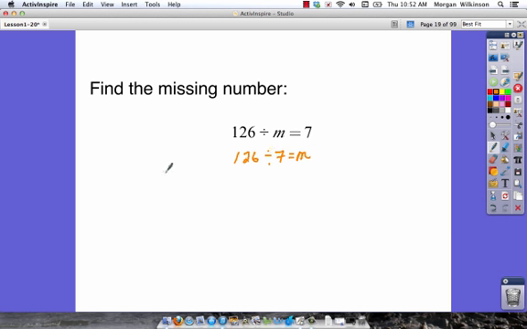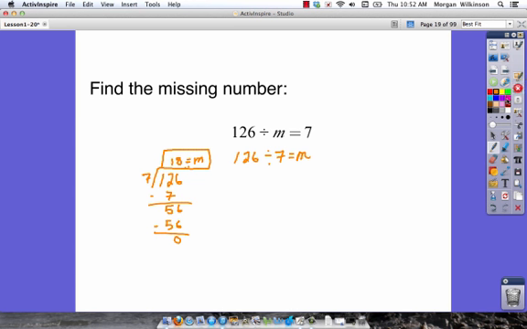Let's do it. 126 divided by 7. 7 is going to go into 12 one time. We've got 7. We subtract. We've got 5 left over. We bring down the 6. 7 goes into 56 eight times. So 7 times 8 is 56. We have 0 left over. We've got our answer. 18 is equal to m. And we're all done. Let's check our work.